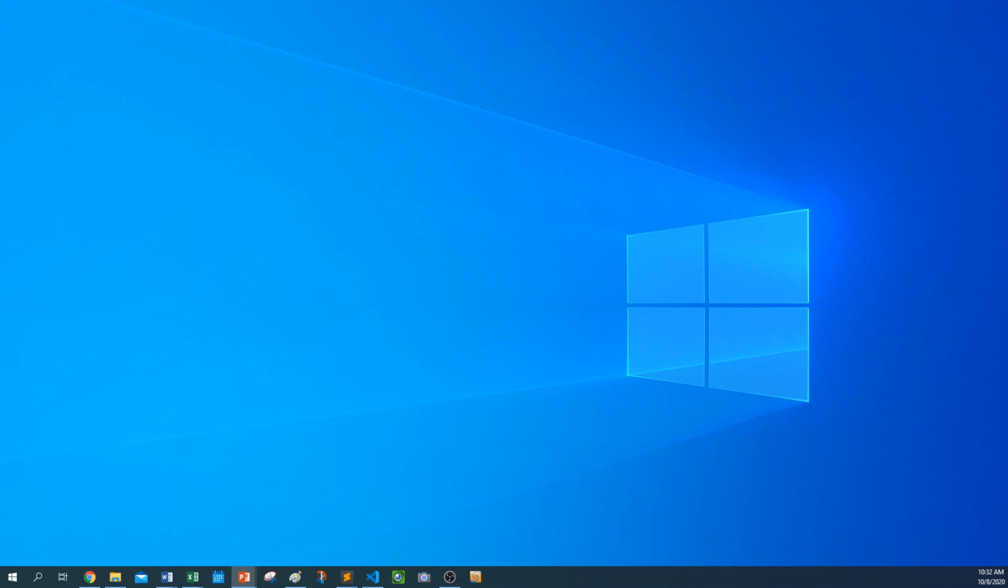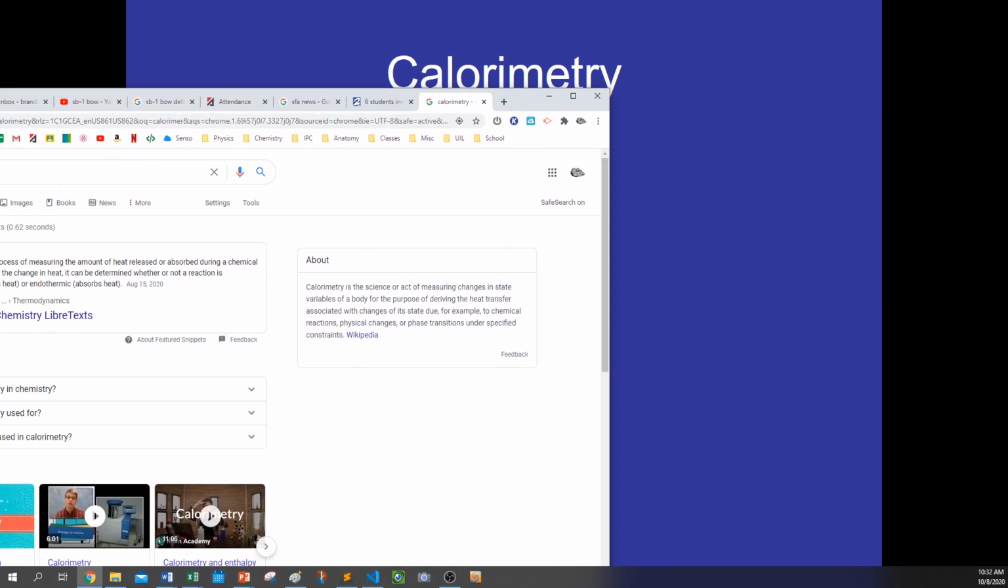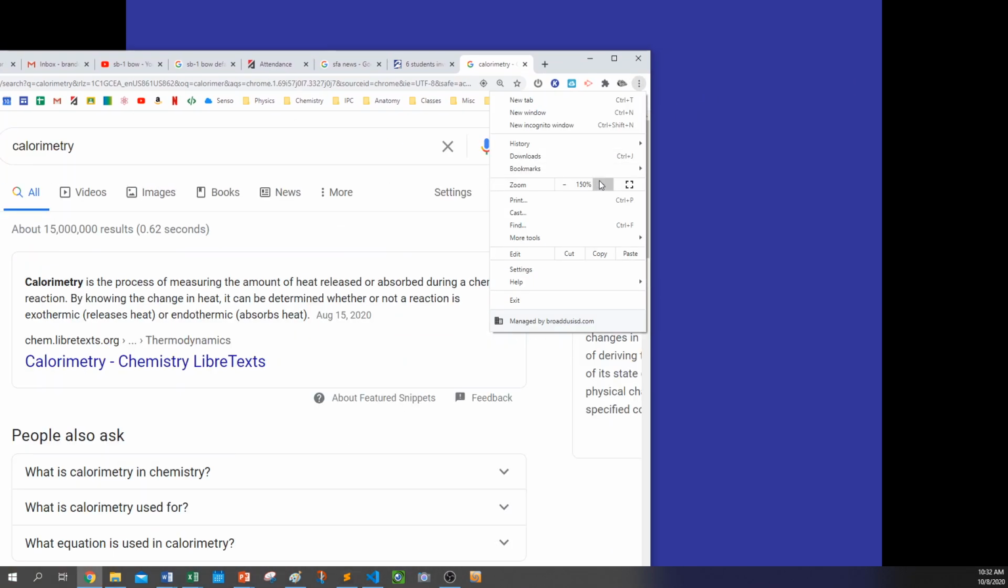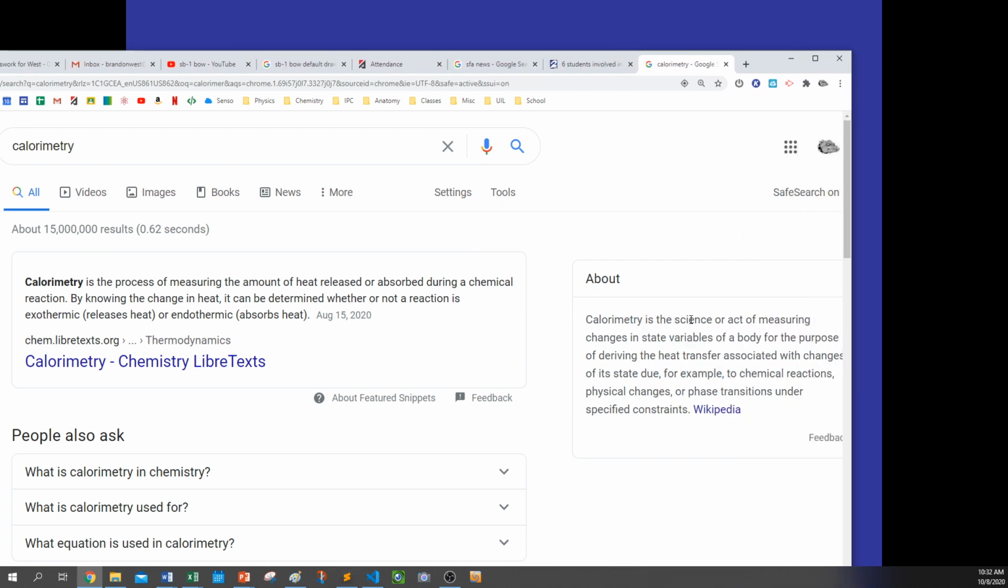Alright, let's look into calorimetry. So, let's give a proper definition. Here's the Wikipedia definition.